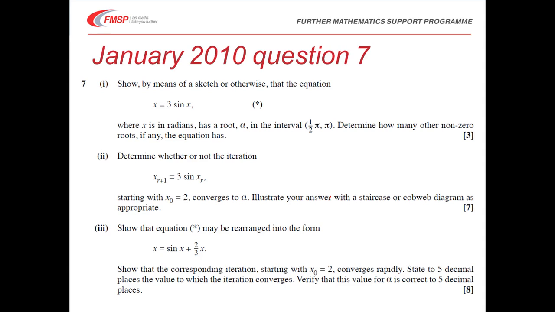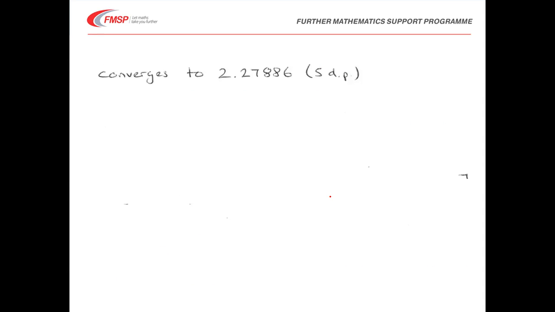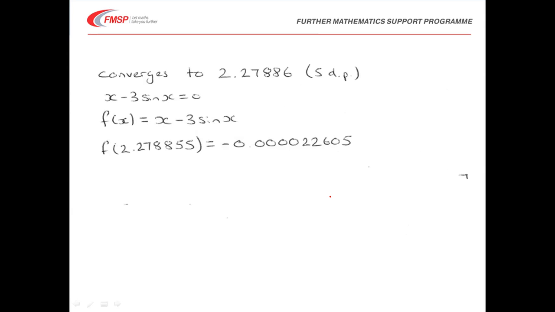Okay, we've got to verify that's correct. Now I verify these things with a sign change again, because I like doing the sign change method. This is the equation that we're dealing with. So I'm going to say that f(x) is equal to x minus 3 sine x. And then to 5 decimal places, the lowest thing that can round up to 2.27886 is 2.2788855. So that's the lowest thing that can round up. And if I substitute that in, I get a negative value.